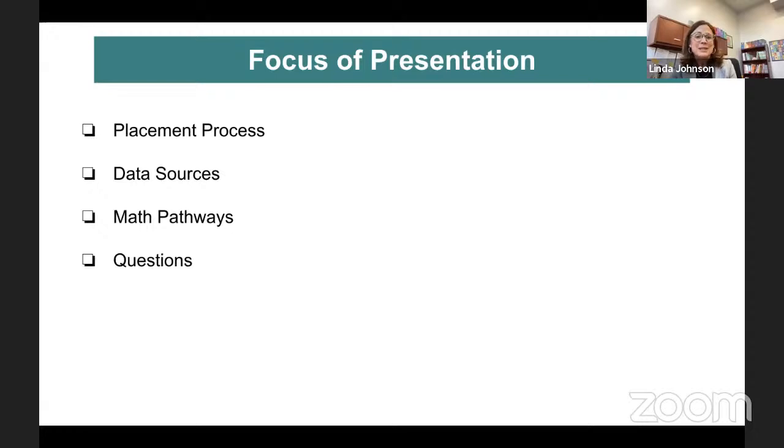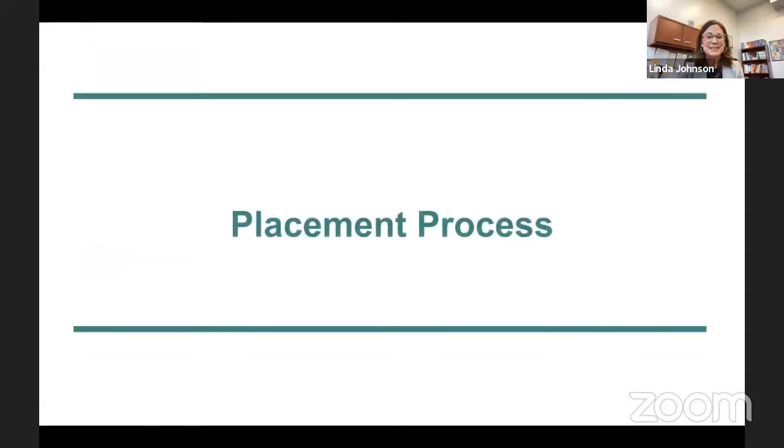All right, so let's get started. The first part of our presentation is going to focus on the process that is in place for math placement from 5th to 6th grade. We are also going to describe the timeline that we are following to implement the different components of the process that you're going to hear about this morning.